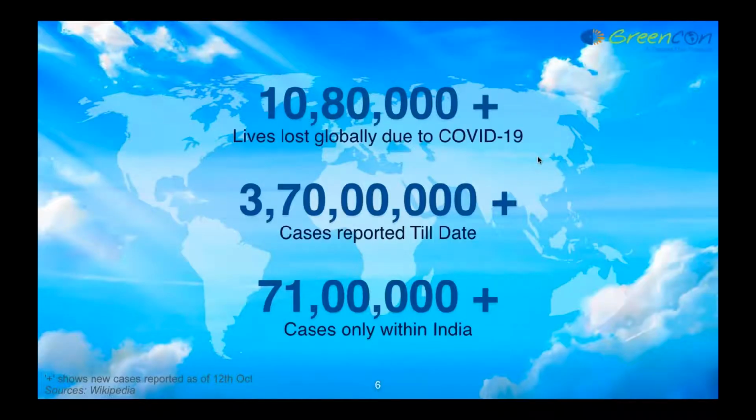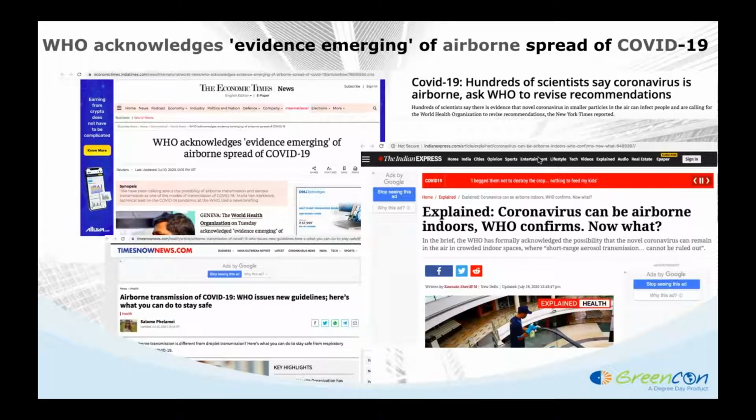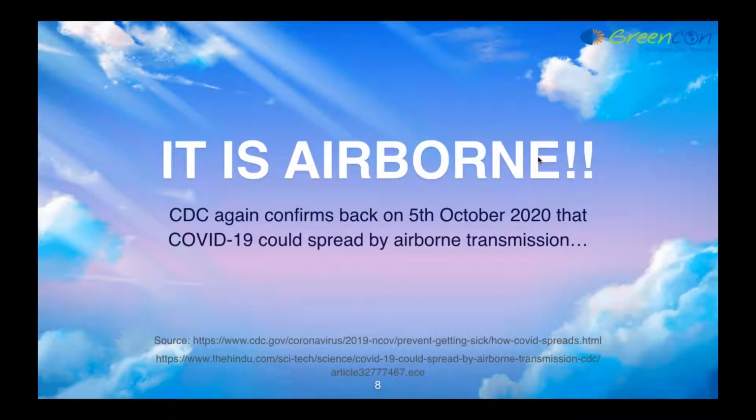As we talk today, close to 11 lakh lives have been lost across the globe and more than 3.7 crore cases reported. Within India itself, it's about 71 lakh cases and more than 1 lakh 8,000 lives that have been lost. So there are various talks of evidence on whether COVID is actually airborne. In July, there were scientists who wrote to WHO confirming, and then there was a dilemma. Eventually, last week, CDC again confirmed that yes, it is airborne.